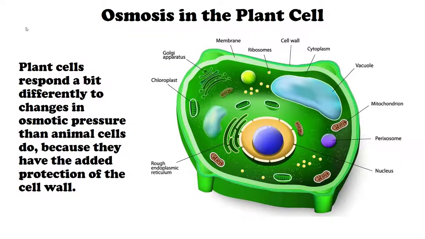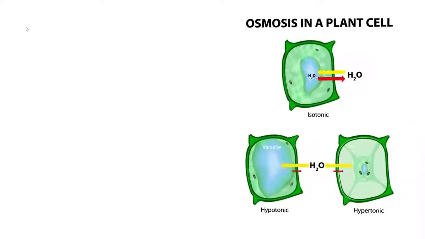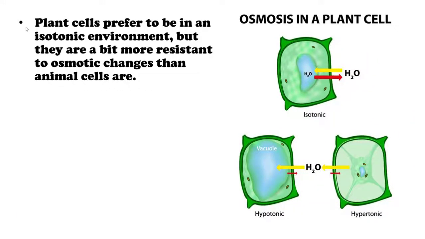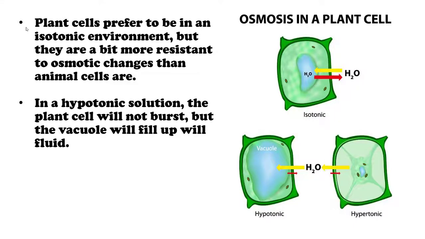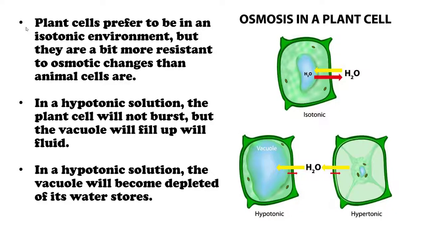Plant cells respond a bit differently to changes in osmotic pressure than animal cells do, because they have the added protection of the cell wall. Plant cells prefer to be in an isotonic environment, but they are a bit more resilient to osmotic changes than animal cells are. In a hypotonic solution, the plant cell will not burst, but instead, the vacuole will fill up with fluid. In a hypertonic solution, the vacuole will become depleted of its water stores.